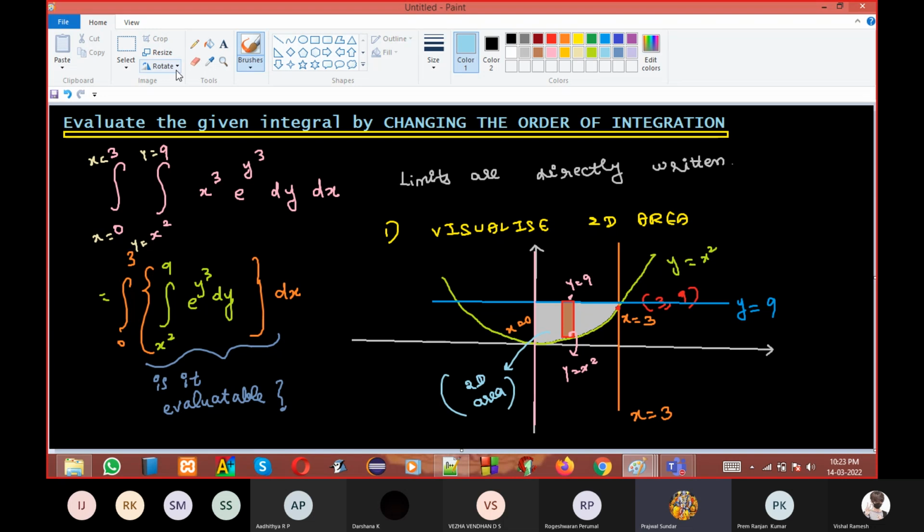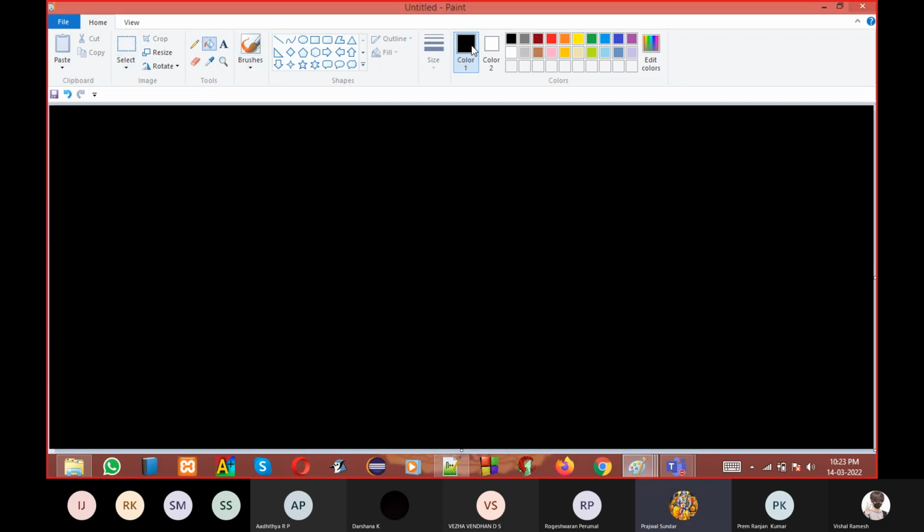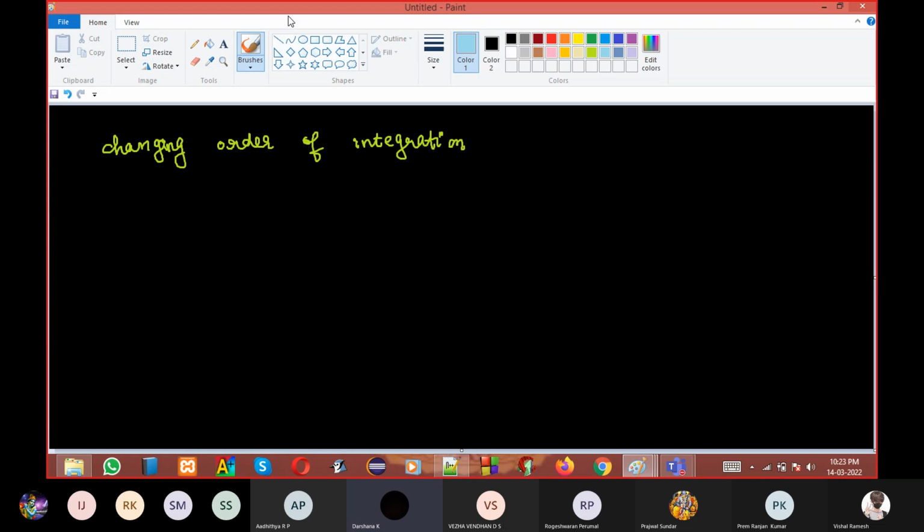Listen carefully. What is the meaning of changing the order of integration? Can someone guess? What do you mean by change of order of integration? Changing order of integration. What is the meaning of this? Can someone guess? Tell me. Taking horizontal strips instead of vertical strips, or taking vertical strips instead of horizontal strips?